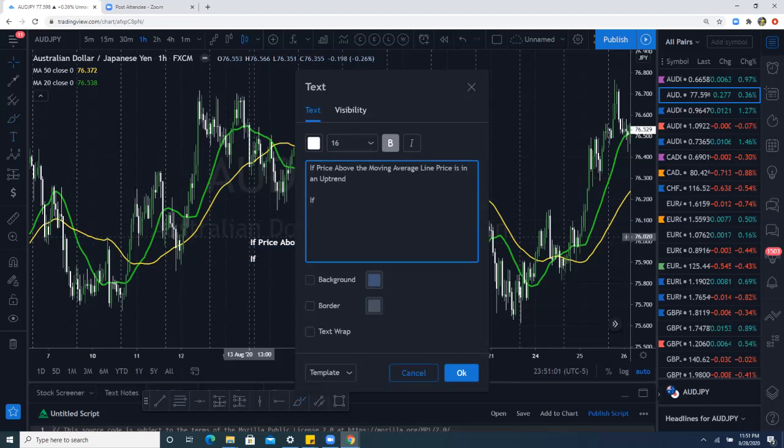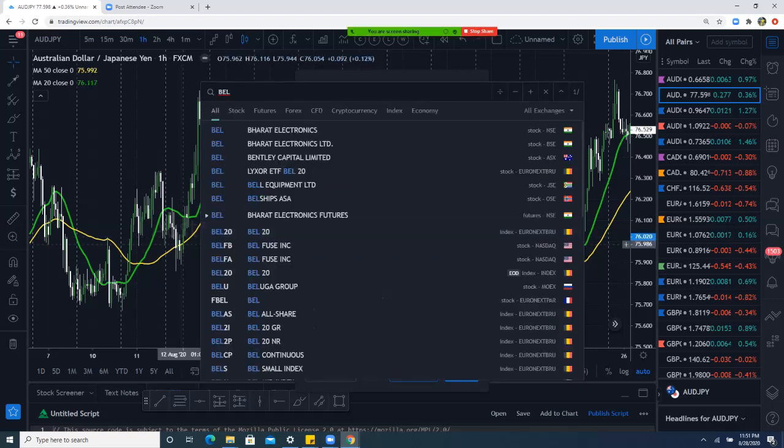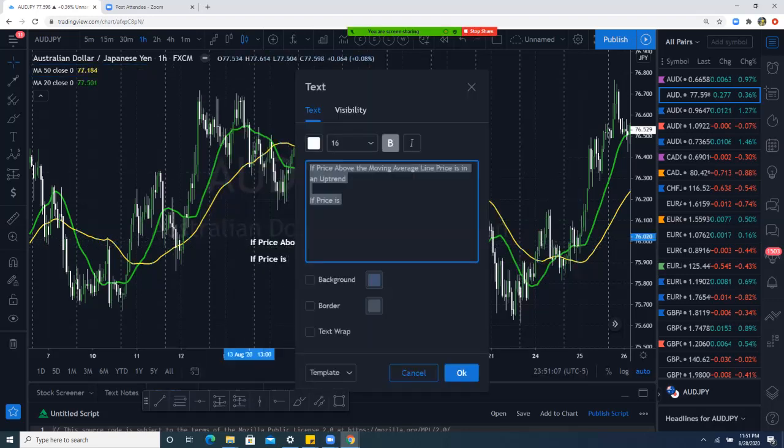If price is below the moving average, it's a downtrend.